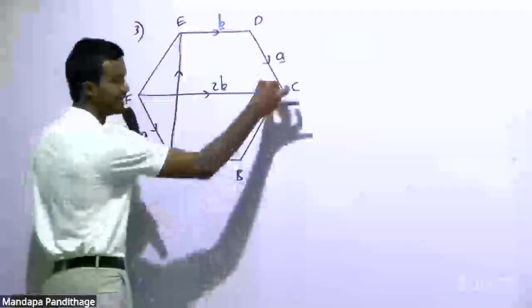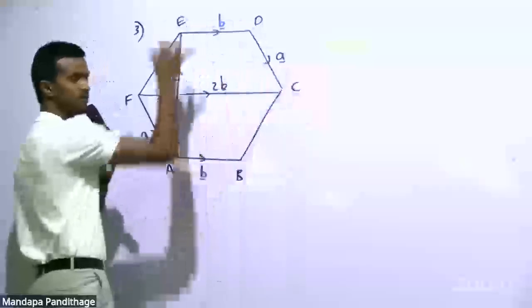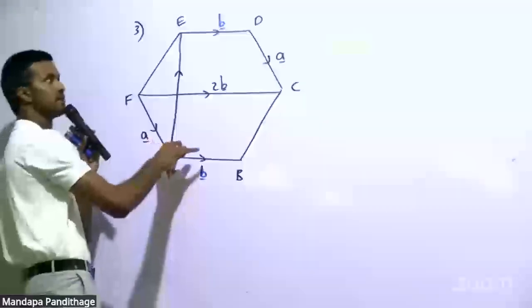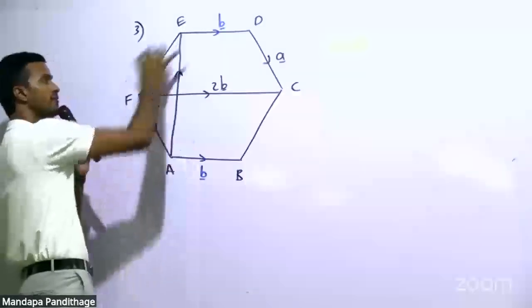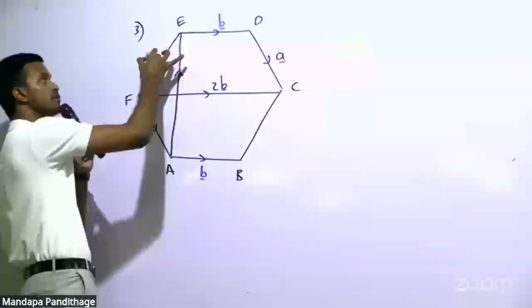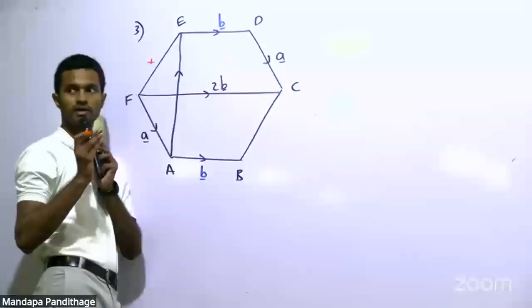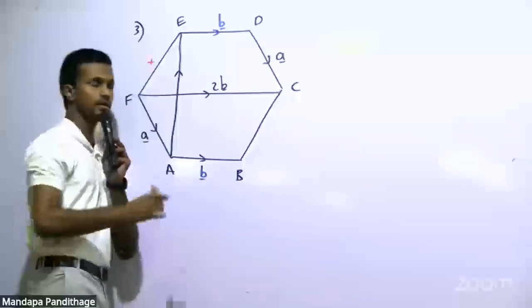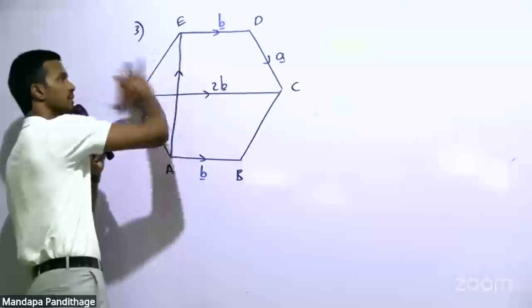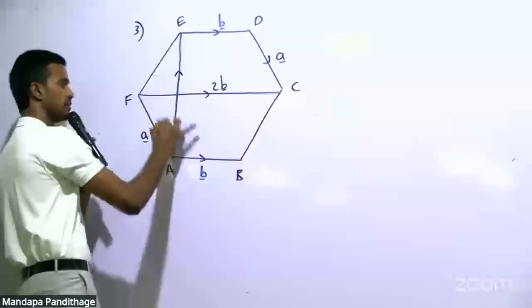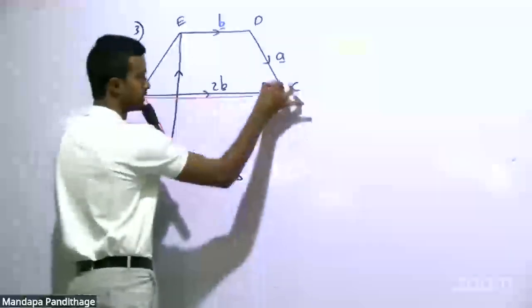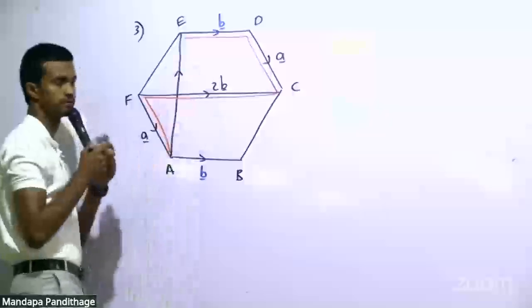You can take any of these paths. So what is the easiest path from A to E? It is AF and FE. But the thing is, this vector is an unknown vector. We have to follow a path where all the vectors are known vectors, so there's no use of going in this path. So the path I'm taking is from A to F to here, and this one.